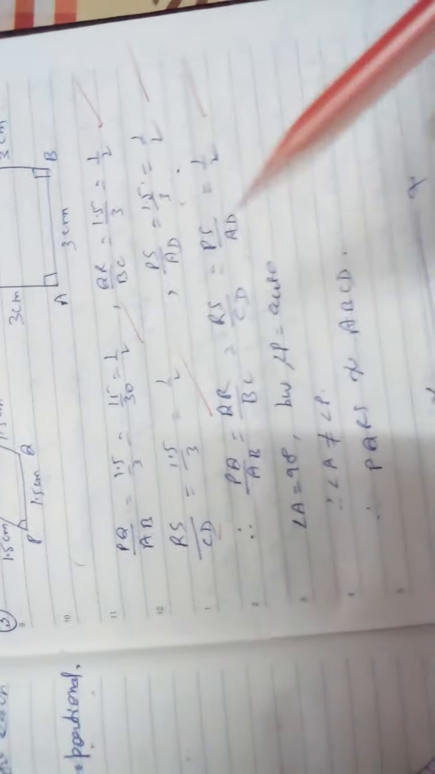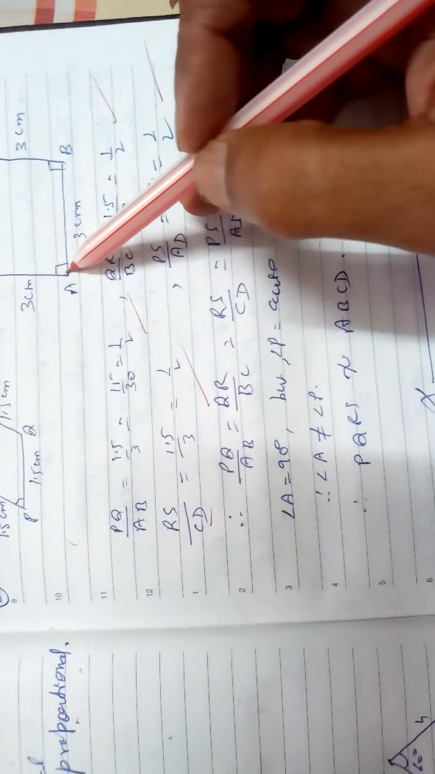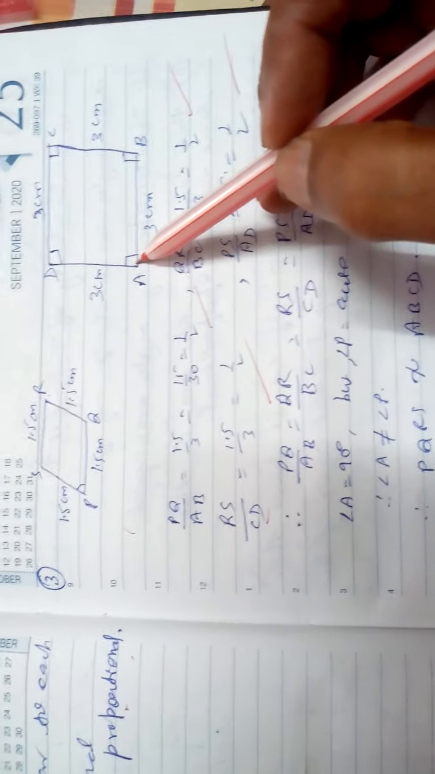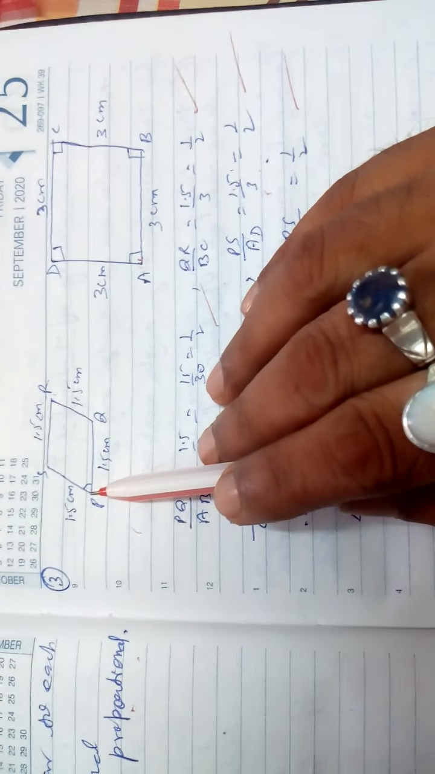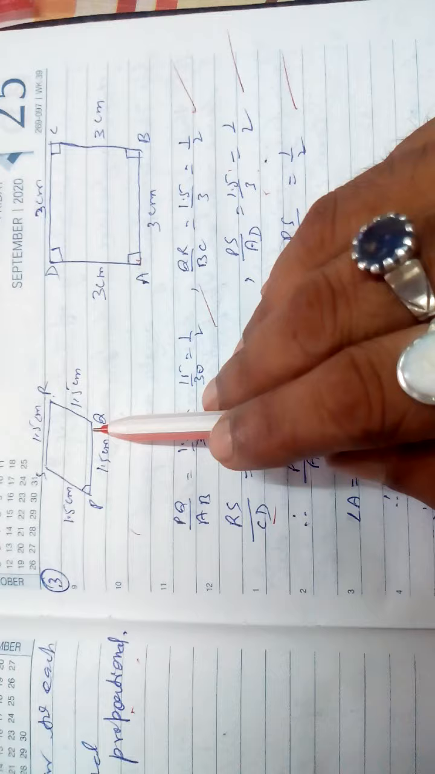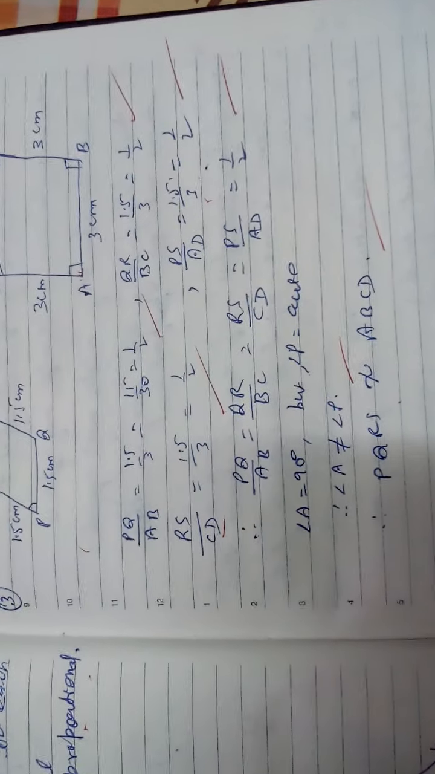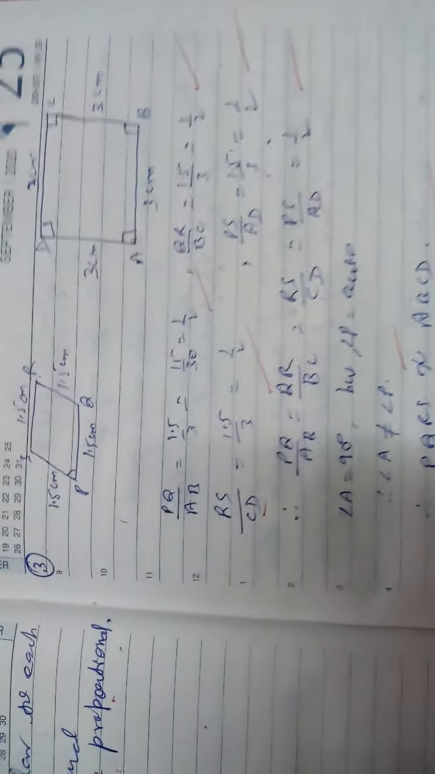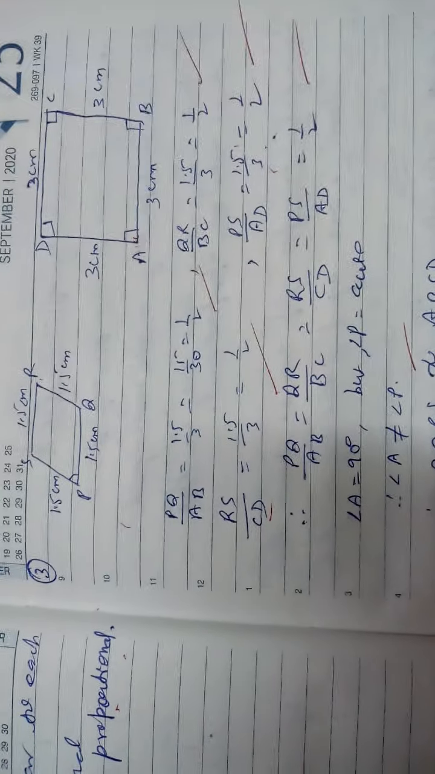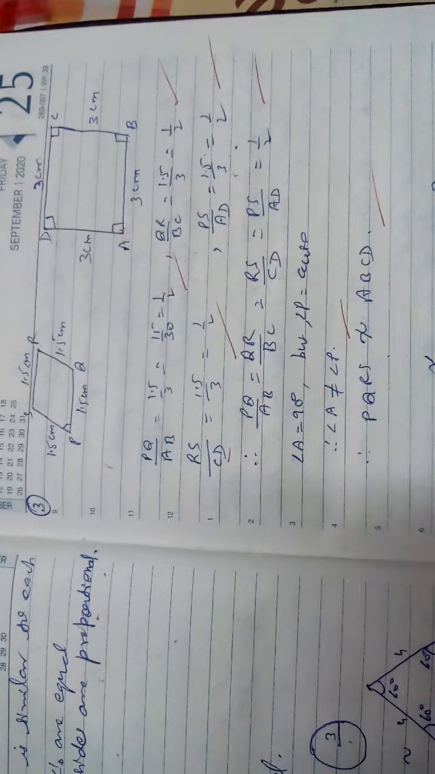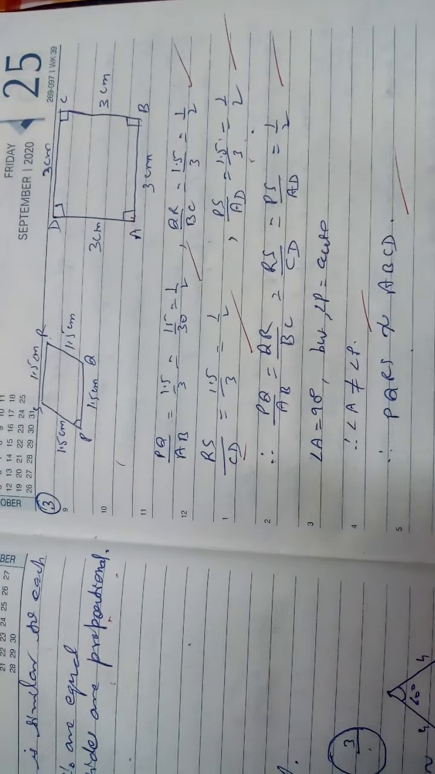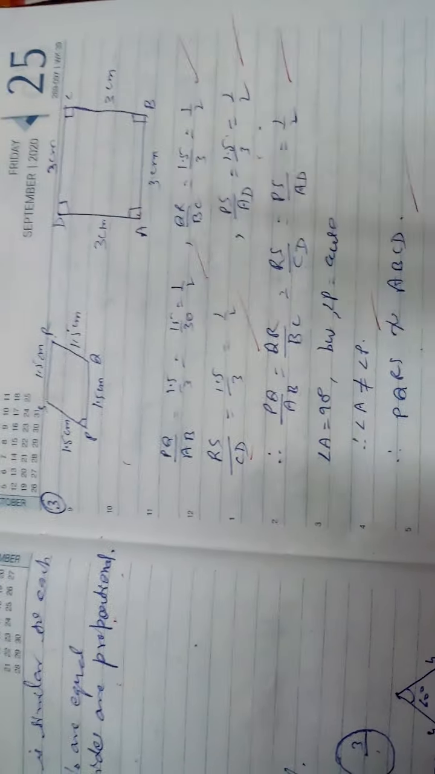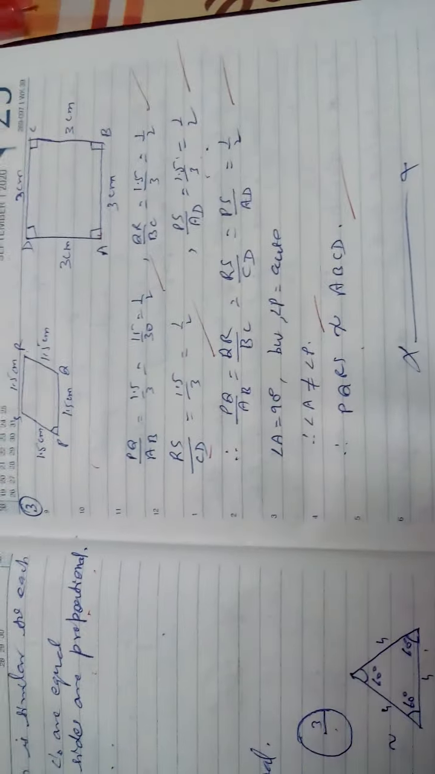But what is not equal? Their angles are not equal. One is 90 degrees, one is an acute angle. Here one is an obtuse angle, but here all are 90. So the angles are not equal. It means PQRS is not similar to ABCD because their corresponding angles are not equal. So that's all for today. In the next lecture I will explain the basic proportionality theorem and examples. Thank you.